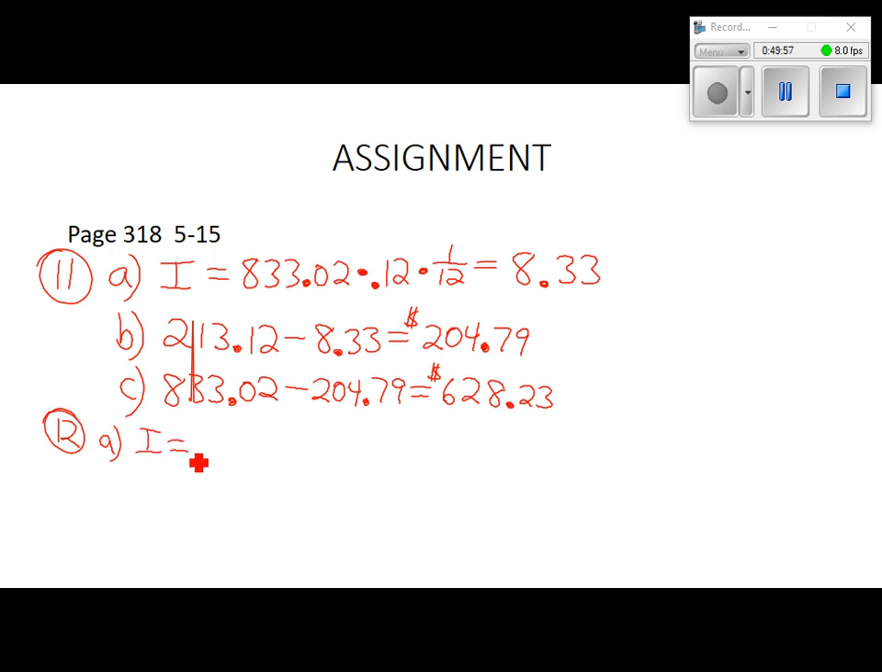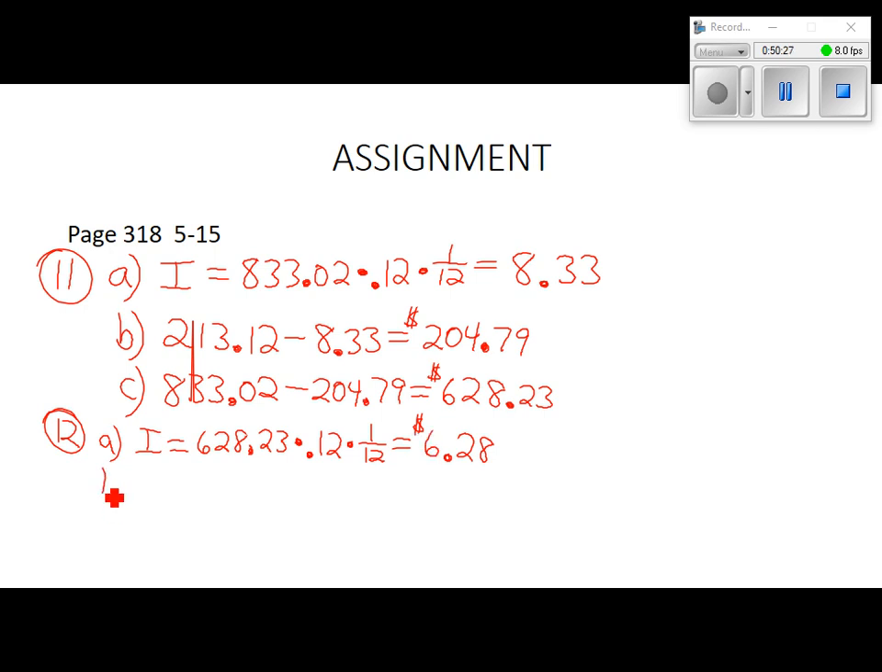For 12, starting off the same way. I guess I'm not even looking at the book anymore. 628.23 times what? 0.12 times 1 over 12. Which is 6.28. So $6.28. So this month, we're only paying them an extra $6 in interest.